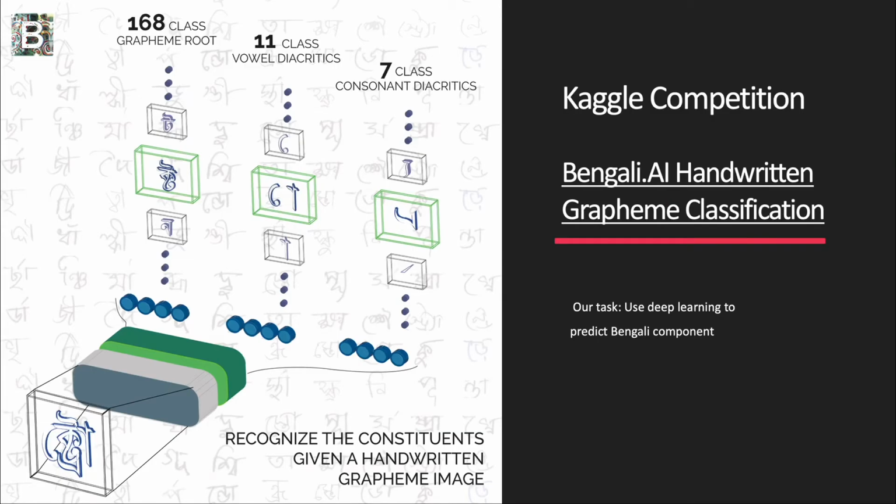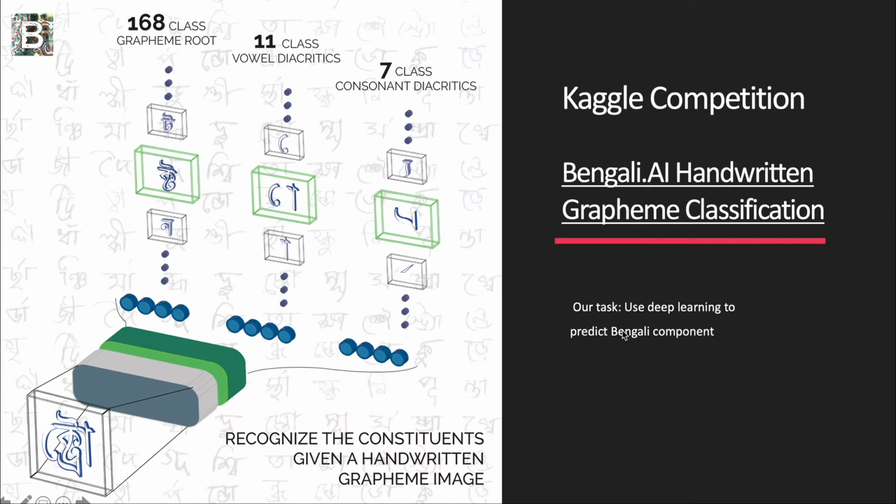So first, I'll start talking about the Kaggle competition and what we're trying to solve here, followed by exploratory data analysis and image preprocessing. And later, we're going to talk about the models that we use, how we build the architectures of the model, and the model performance.